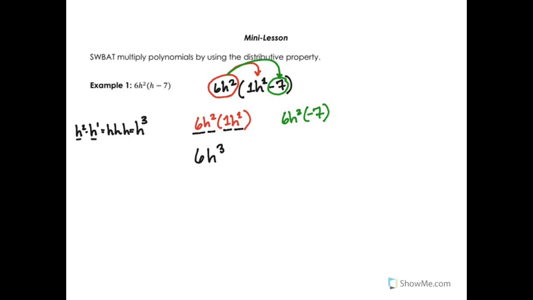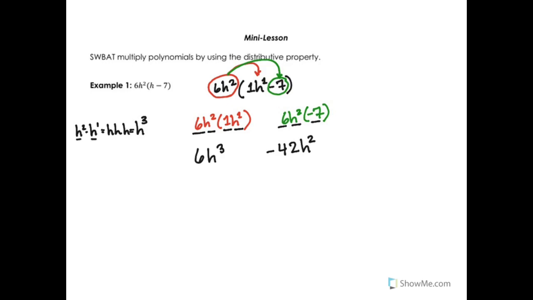Now on my second part over here, I have 6, which I'm going to be multiplying with negative 7. So 6 times negative 7 is a negative 42. And then I have this h squared, but there's no h that I can multiply this with on the negative 7 term, which means I'm just simply going to bring that down next to the negative 42 that we have here.